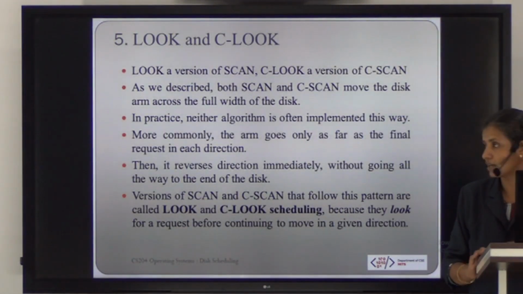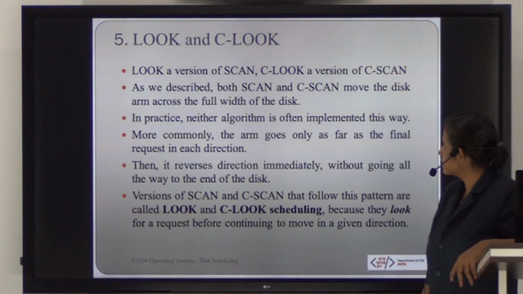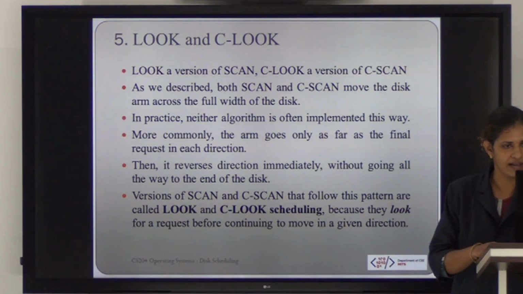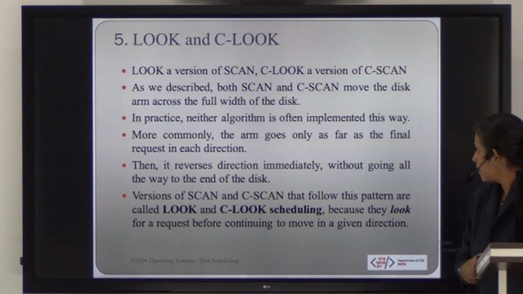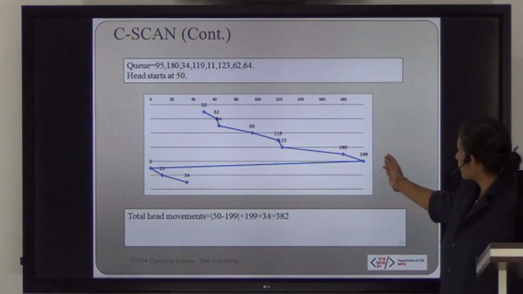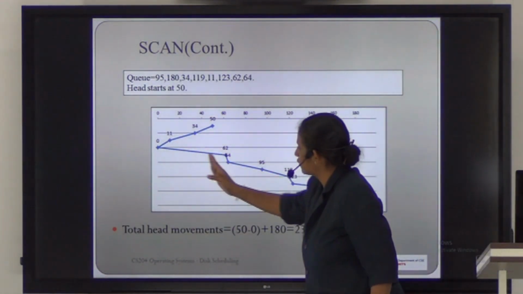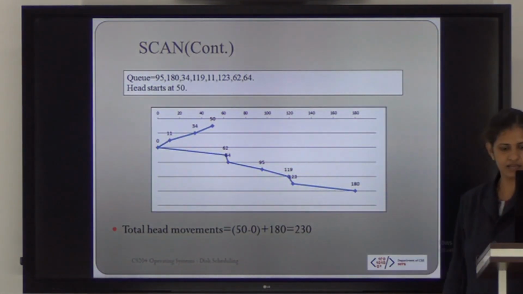And we move to the next algorithm, look and C-look. Look is a version of scan and C-look is a version of C-scan. Both scan and C-scan move the disk arm across the full width of the disk. And here we can see that in C-scan and scan, the head moves to the extreme end of the disk while processing the request.